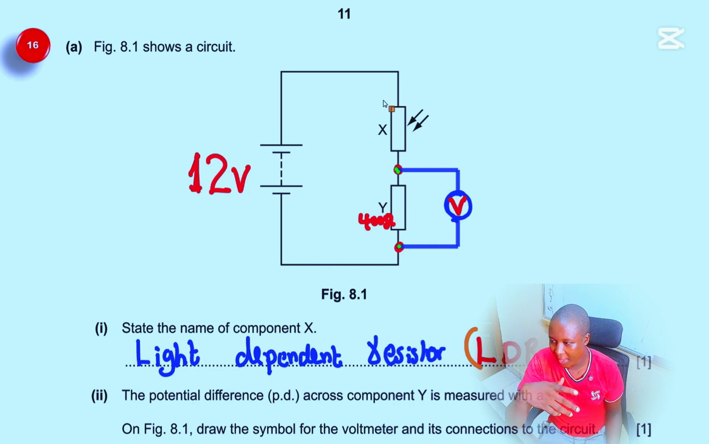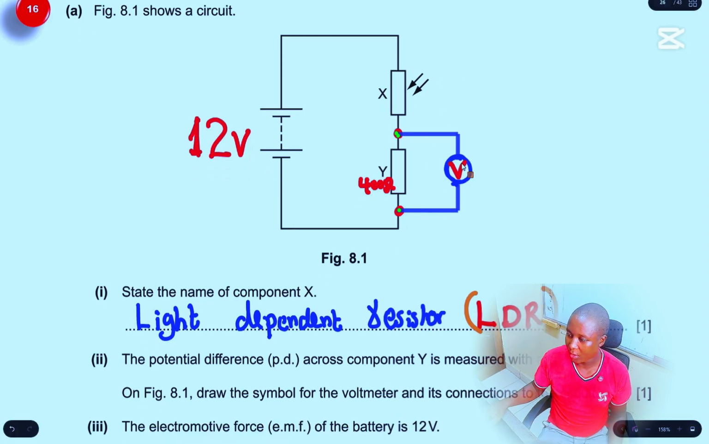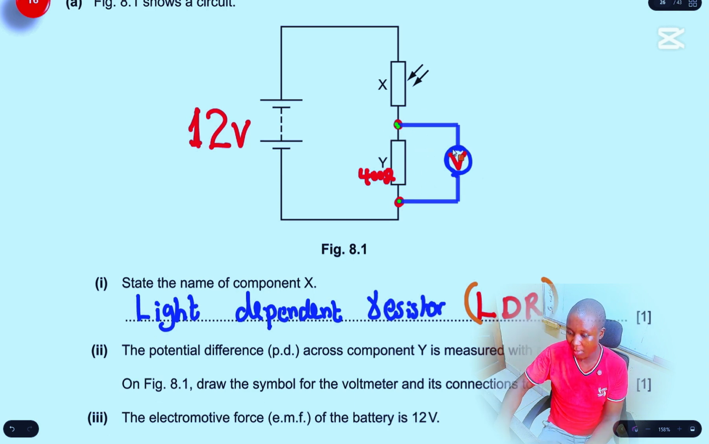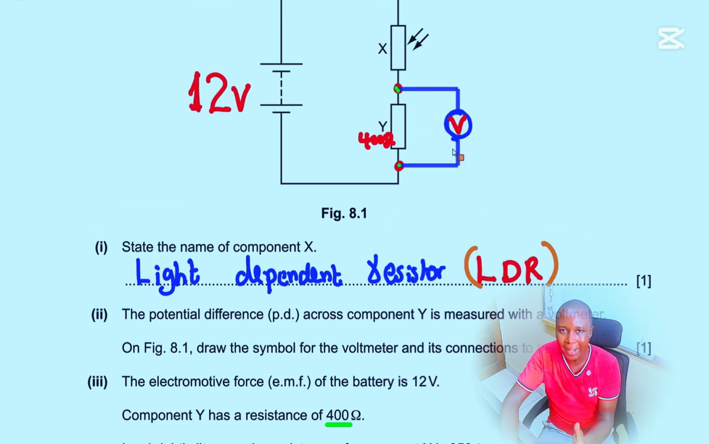We are having here a potential divider. In this case, we're using two resistors: X, which is a light dependent resistor, and another fixed resistor Y, and we are supposed to connect a voltmeter to show how we can take a reading of voltage across this resistor. Something that you need to remember is that voltmeters are usually connected in parallel to any component because they are high resistance devices.